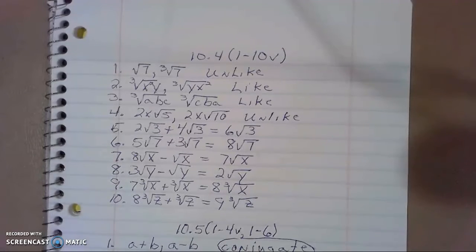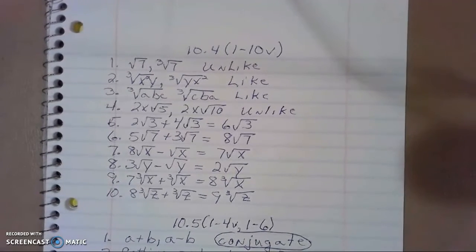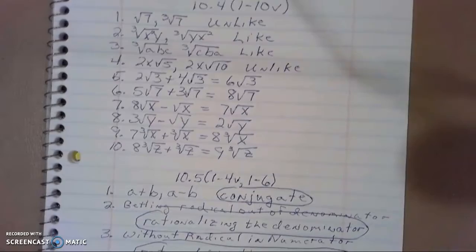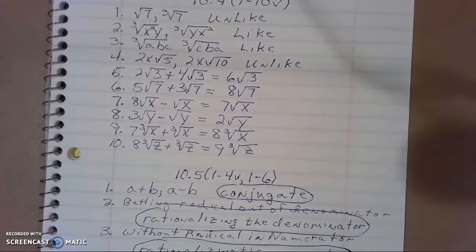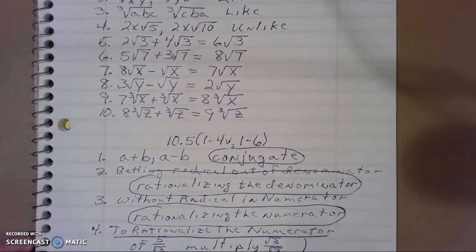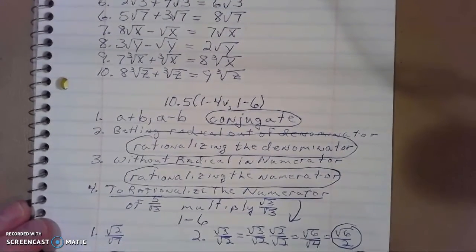So you add the 7 and 1 makes 8 cube root of x. Number 10, same way. They're both cube root of z. So you can add them together. 8 plus 1 is 9 cube root of z. That finishes the vocabulary on 10.4. Then we go to 10.5. That concludes the vocabulary there.